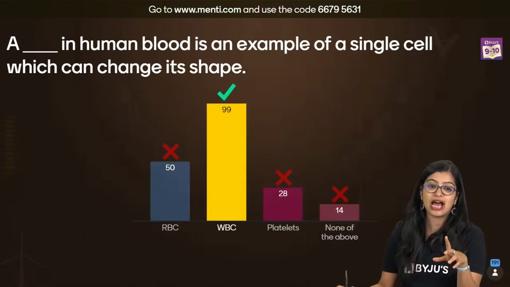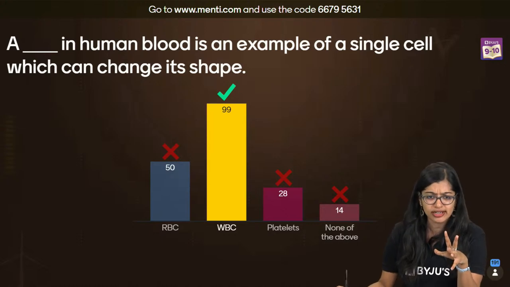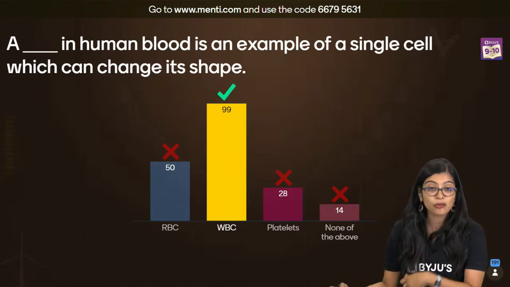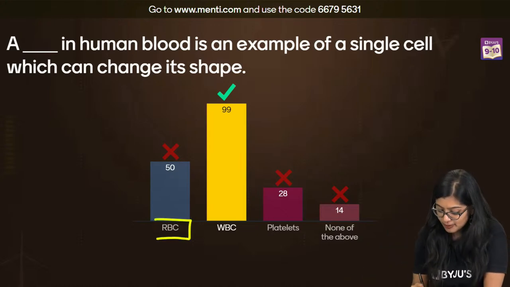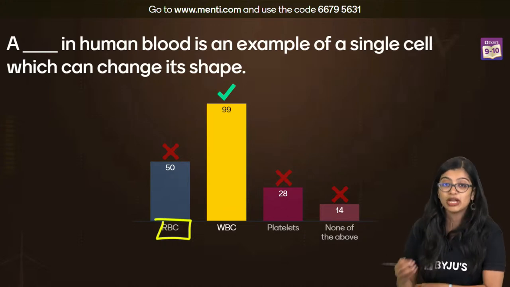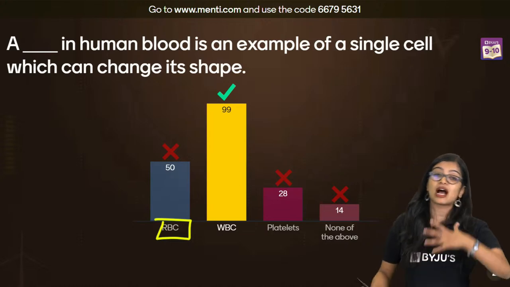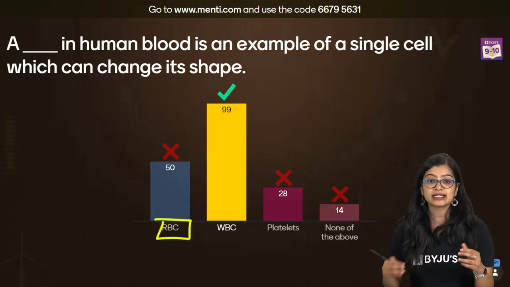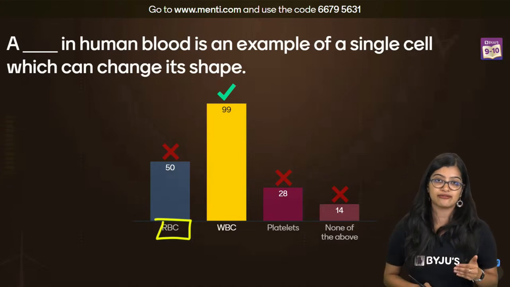All right. I can see the majority of you got it right. Some of you don't know the answer. Some of you are like, ma'am, I got confused. Not a problem. See, when you talk about RBCs, what is the shape of the cell? We know that different cells in our body come in different shapes and sizes. And why do they come in different shapes and sizes? So that they can perform certain functions.